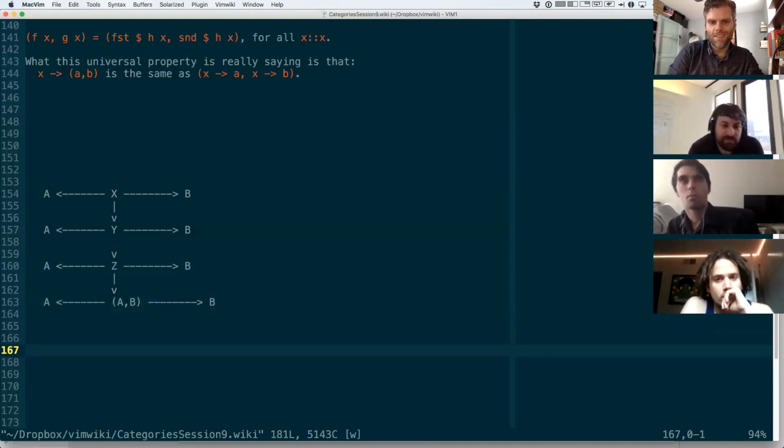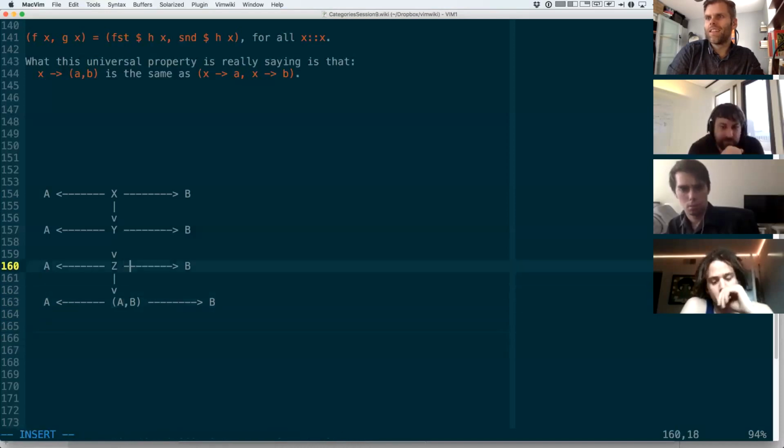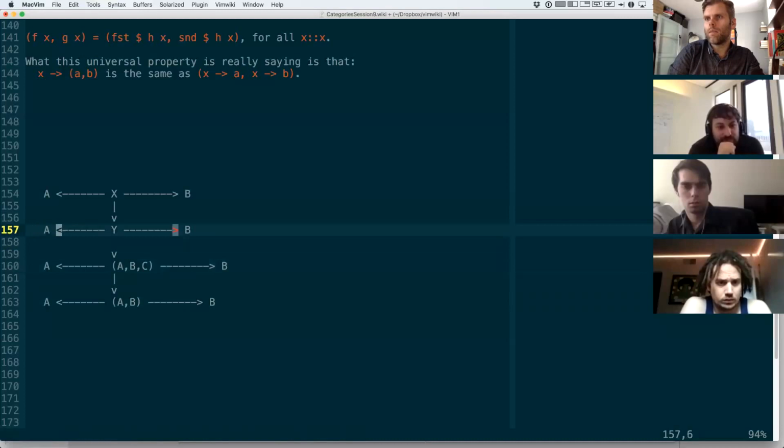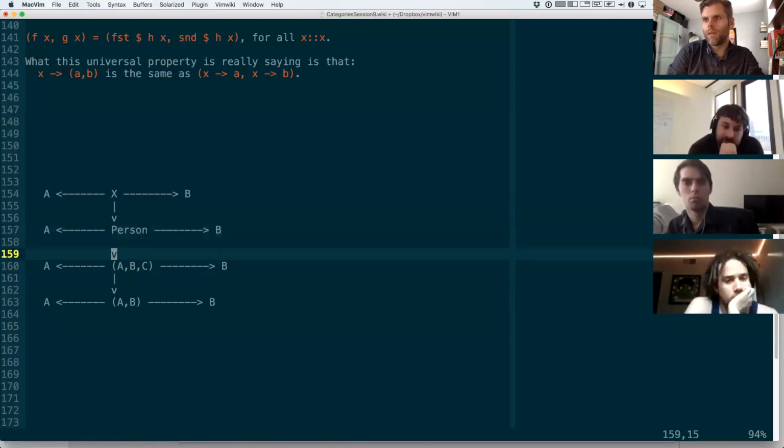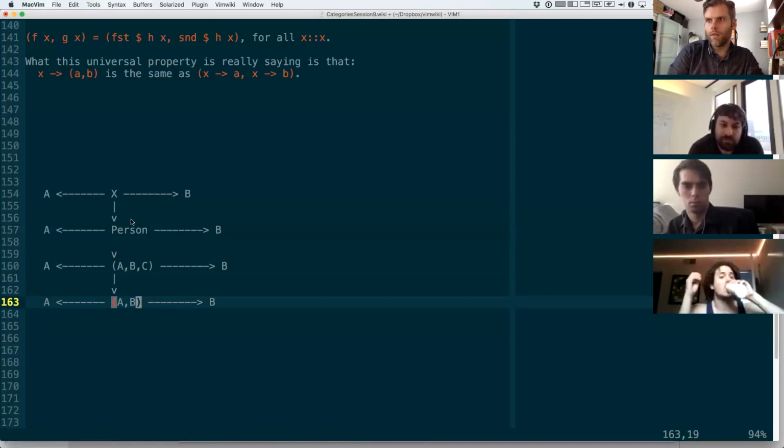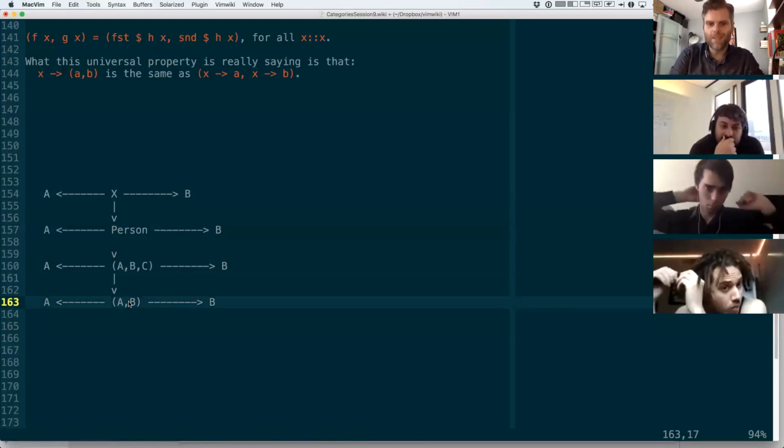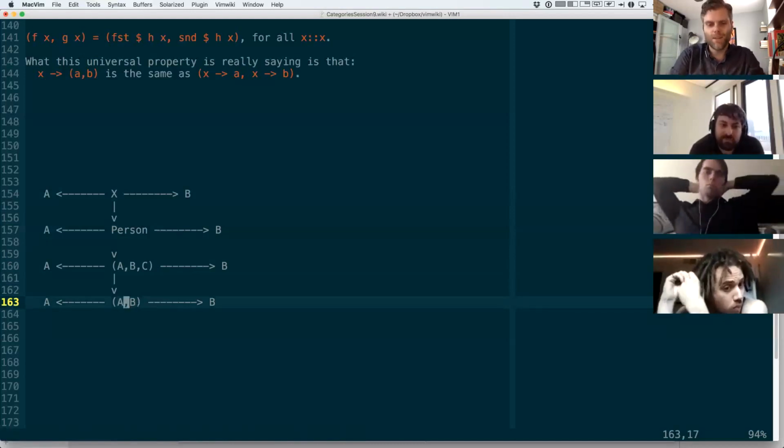Does everybody follow that? So this might be like A, comma B, comma C, and this might be like person or something. I don't know. So a bunch of other types that we can get an A and a B out of. But at the bottom of that hierarchy is going to be sort of a universal or canonical product that all of the other kinds of things that we can project into A and B are also going to be able to project into it in a unique way. And that's kind of cool.